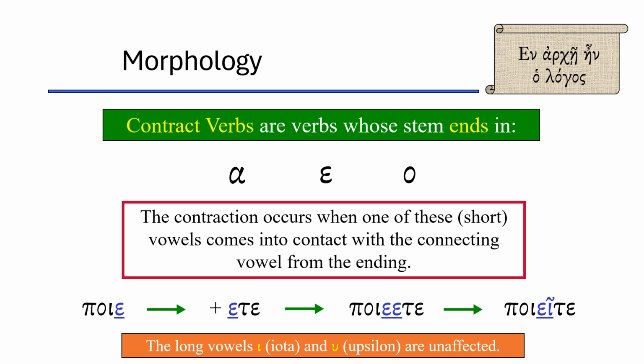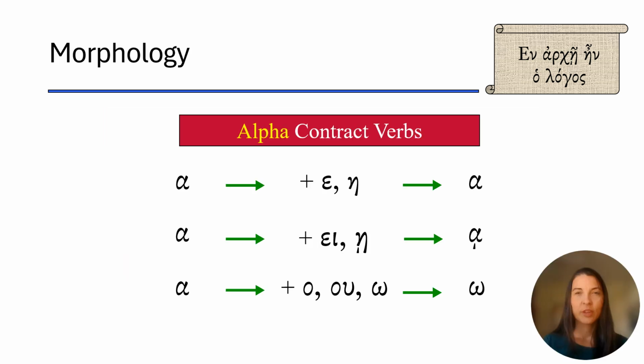Long vowels such as iota and epsilon are not affected. In the poiete, you can see that there is a circumflex above the iota, and that will help you to distinguish that something has happened. There are a lot of different ways that the vowels can contract, and you'll want to begin to learn these so that you're able to recognize where they come from.